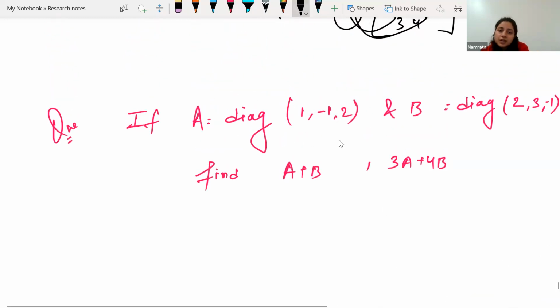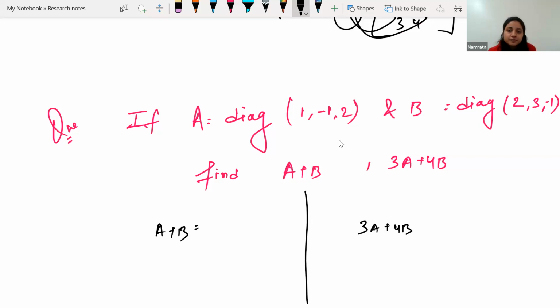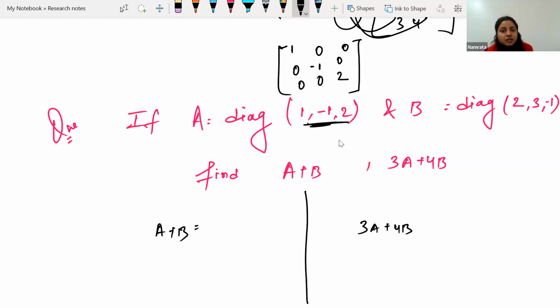The diagonal matrix is given as A: 1, minus 1, 2. B is also given. We have to find A plus B, and we also have to find 3A plus 4B. How to do so? What is the meaning of the diagonal matrix 1, minus 1, 2? You should understand that the diagonal elements are these elements and the remaining elements are 0. Even if it's written like this, 1, minus 1, 2, the diagonal elements are 1, minus 1, 2, and the remaining elements are 0. Okay, this is how we have the matrix. That's the meaning of 1, minus 1, 2.